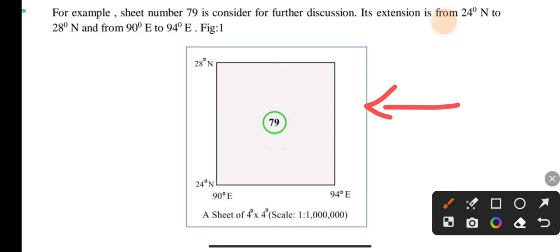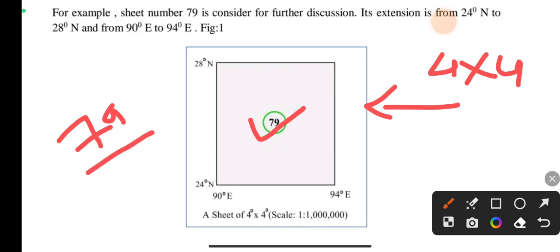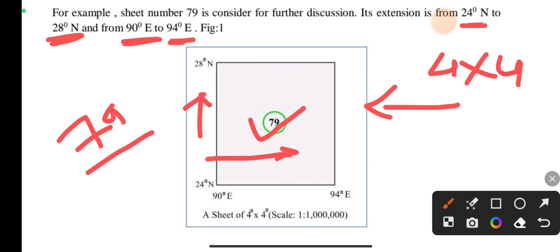For a million sheet map, the extent is 4 into 4 degrees of latitude and longitude. So for example, 79 is the map number, so it is definitely a million sheet map. If only a number is given, say 1 or 2 or 3 or 79, then it definitely indicates a million sheet. Its extent is from 24 degrees north to 28 degrees north, and from 90 degrees east to 94 degrees east. So in terms of latitude it is 4 degrees, and in terms of longitude it is 4 degrees too. This is called a million sheet map, or a sheet of 4 degrees into 4 degrees, and the scale is 1:10 lakh.